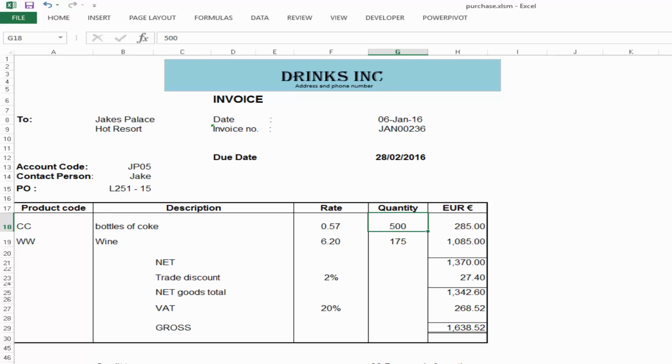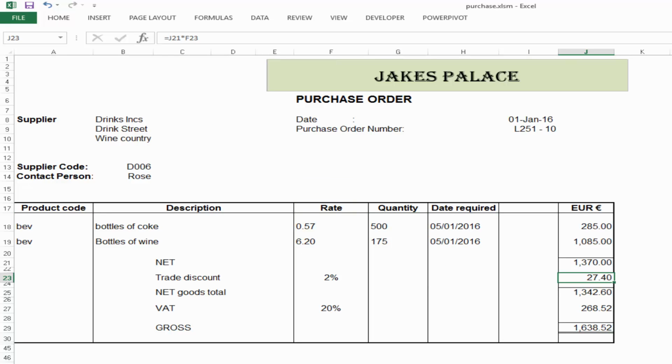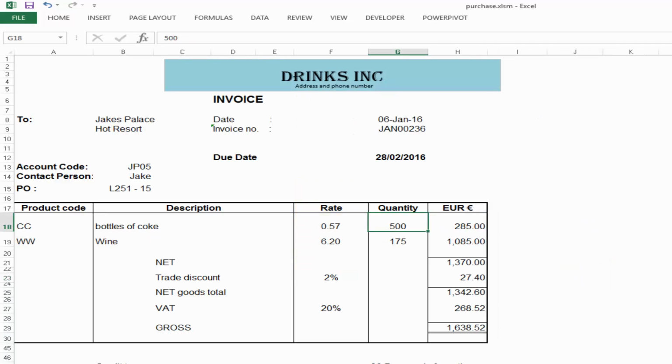We need to check the rates. Now the rates weren't on the goods received note, but they were on the purchase order. So let's check the rates. So we have bottles of Coke at 57 cents and wine at 6.20, and that matches our purchase order. So our net of 1370 on our purchase order matches our net of 1370 on our invoice, along with the trade discount and the VAT, everything matches. But the problem that we have is the quantity.